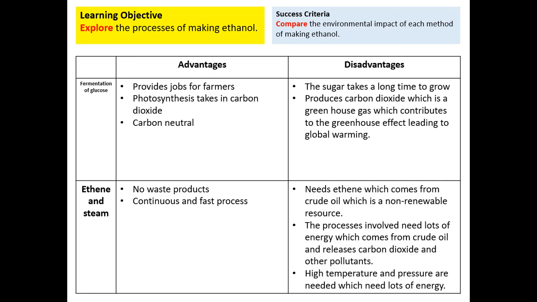So the disadvantages, it needs ethene, which comes from crude oil, which is a non-renewable resource, so it's running out, it's a problem. The process involved needs lots of energy, which comes from crude oil and releases carbon dioxide and other pollutants, which again contribute to the greenhouse effect. And high temperature and pressure are needed, which again needs lots of energy. Anytime you've got something that requires a lot of energy, generally that energy is going to come from the burning of fossil fuels, which then has that negative impact.